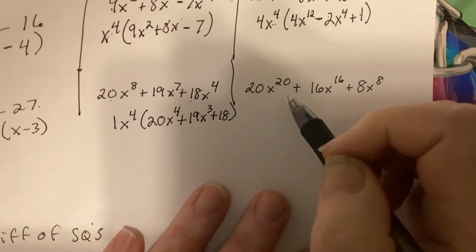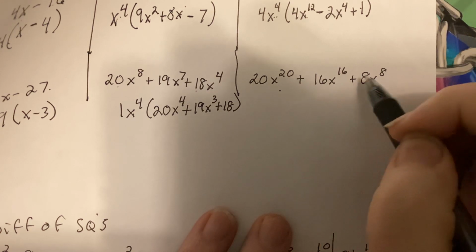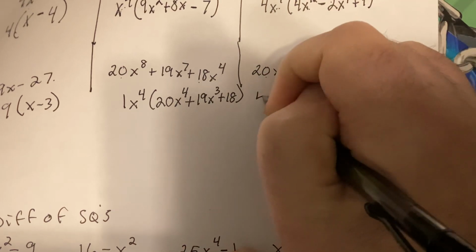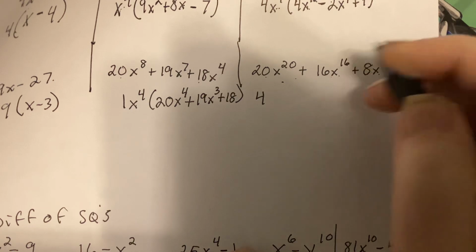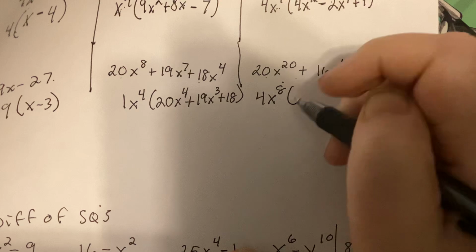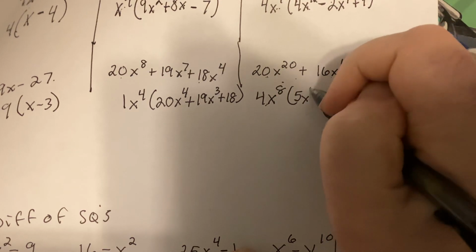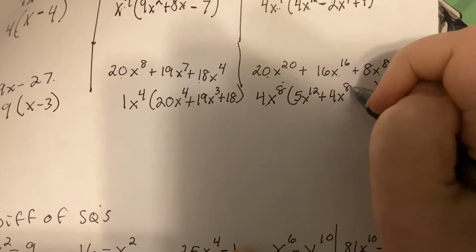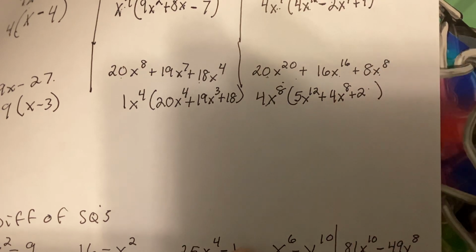Okay, do this one for me right now, please. And then turn me back on when you're done. Okay, so the biggest number would be 4. X is in every term. Smallest power is 8. So what do you multiply this by to get this? And that'd be 5x to the 12th plus 4x to the 8th plus 2.